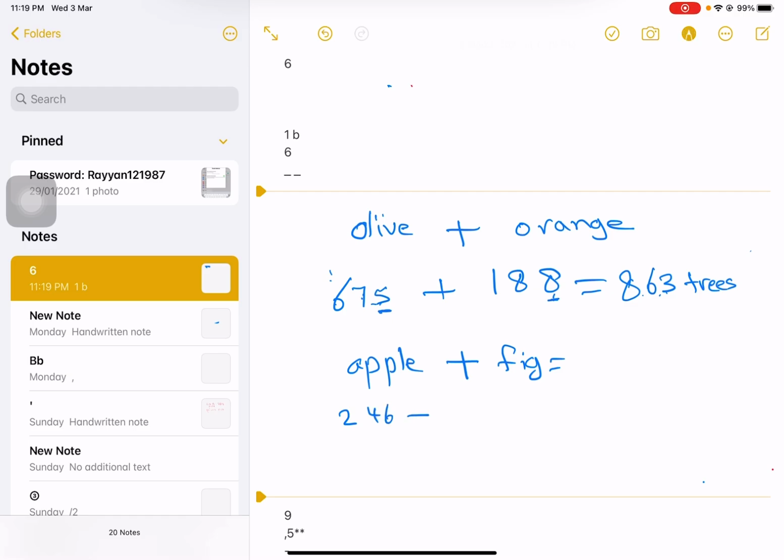246 plus 26, how many? 26 is a number with 2 digits, and 246 is a number with 3 digits. The ones will go with the ones. 6 plus 6, what is it? 12. 2, and 1 above the tens. 1, 2, 3, 3, 4, 7. Then the hundred will go down, so 272 trees.